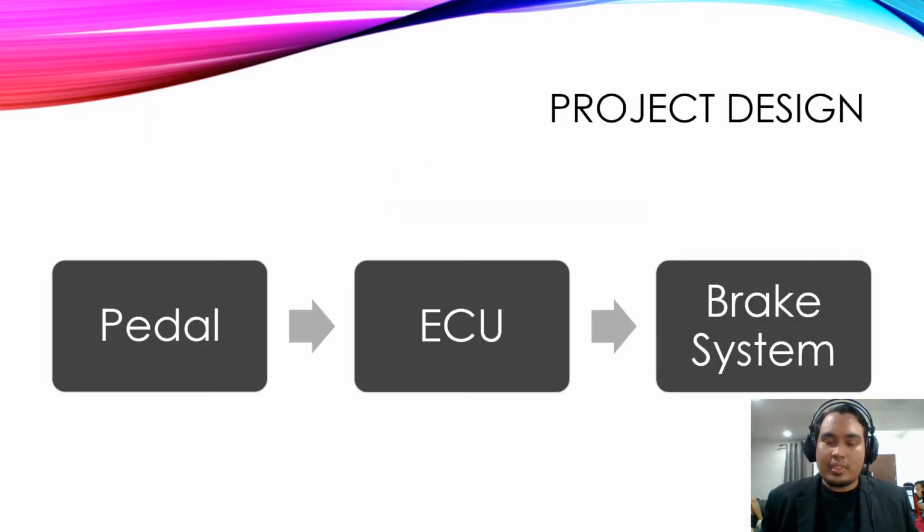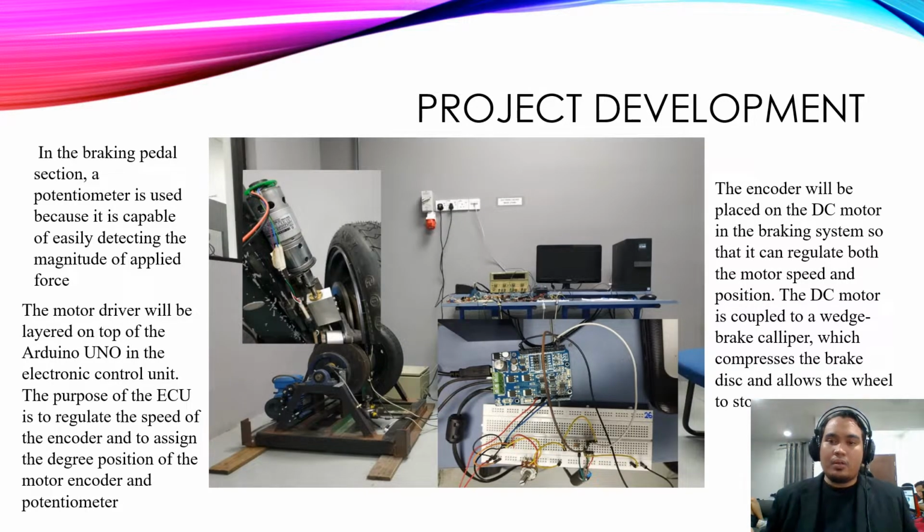Okay, so the project design is basically we have a pedal part, an ECU part, and the brake system part. For the project development, in the braking pedal section, a potentiometer is used because it is capable of easily detecting the magnitude of applied force. The motor driver will be layered on top of the Arduino Uno in the electronic control unit. The purpose of the ECU is to regulate the speed of the encoder and to assign the degree position of the motor encoder and potentiometer.